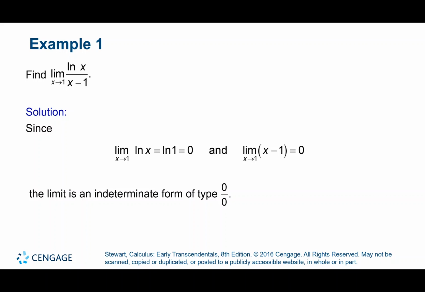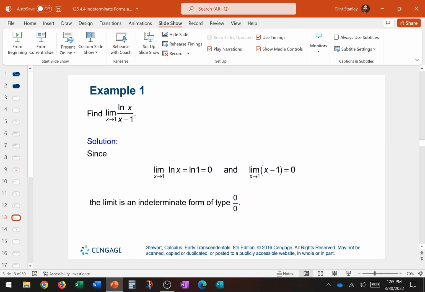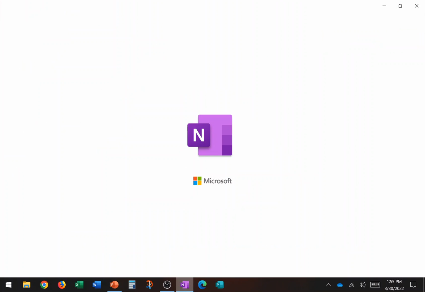Here's our first example we'll go with. So we got ln of x over x minus 1 as we're approaching 1. So let's just go to scratch paper and do this thing.